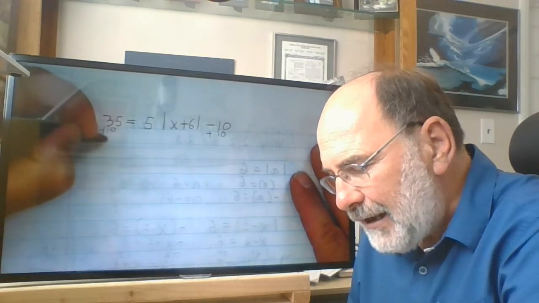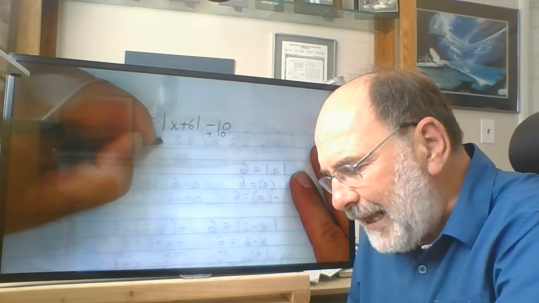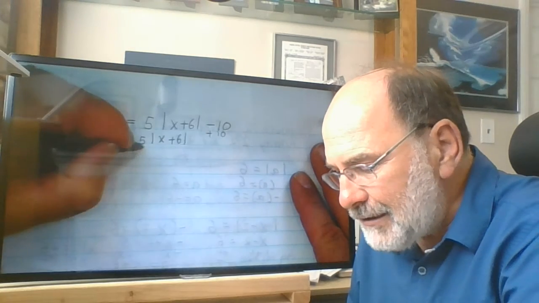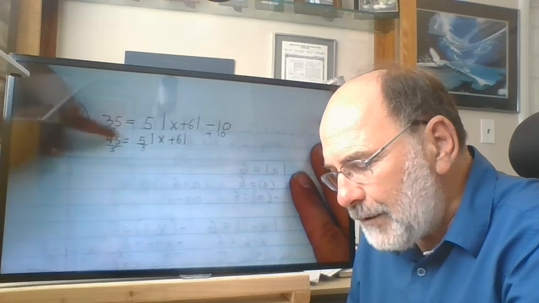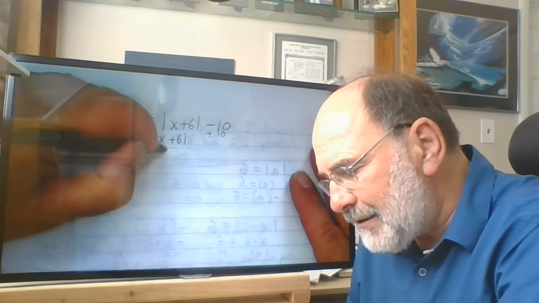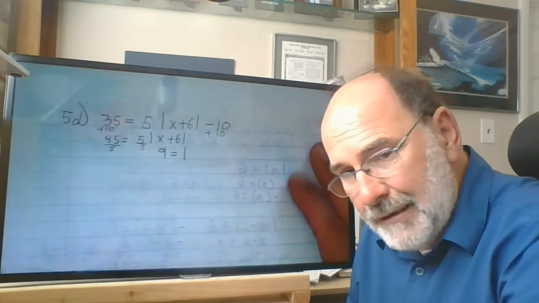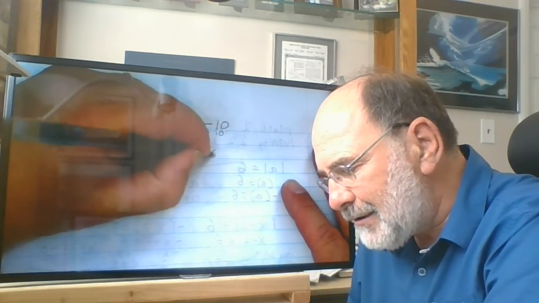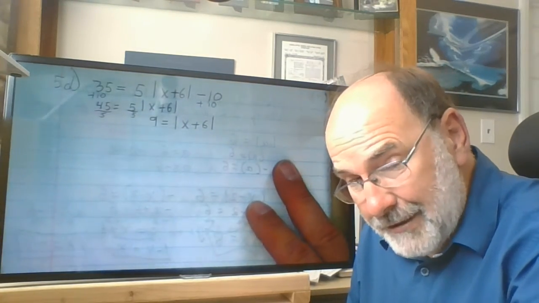So on the left, I have 45 is equal to 5 times the absolute value of x plus 6. My next choice would be to divide both sides by 5. 45 divided by 5 is 9. 5 divided by 5 is 1. That's why we chose it. And on the right, I have absolute value of the expression x plus 6. Great. I'm making great progress.